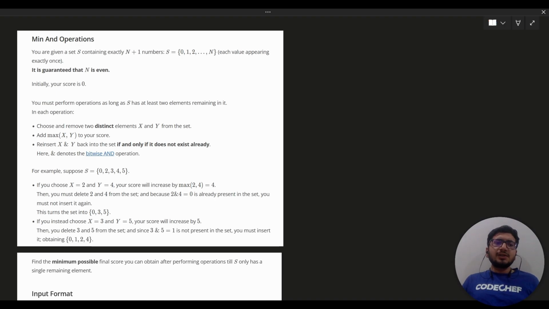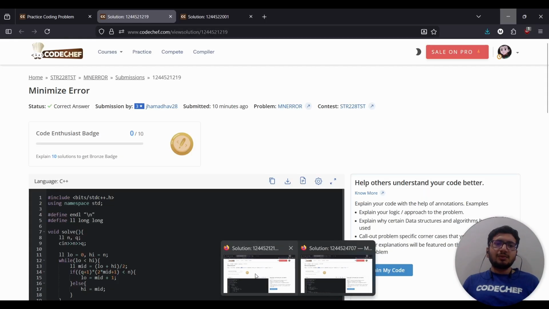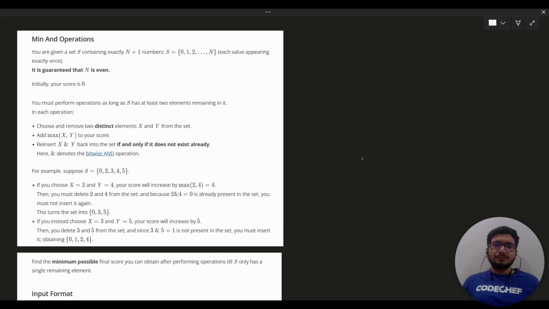We will pick two distinct elements, x and y, from the set. Now, we will add the maximum of x and y to our score. Once we have added this, we will reinsert the element x bitwise AND y back into the set if and only if the number does not already exist.